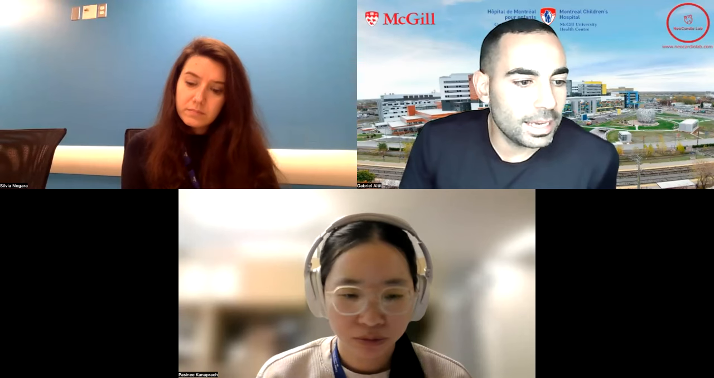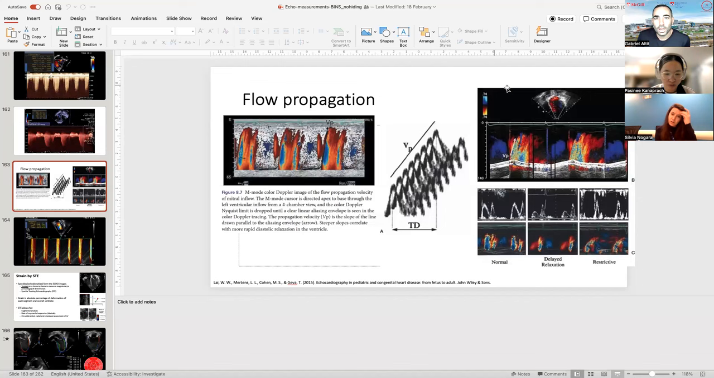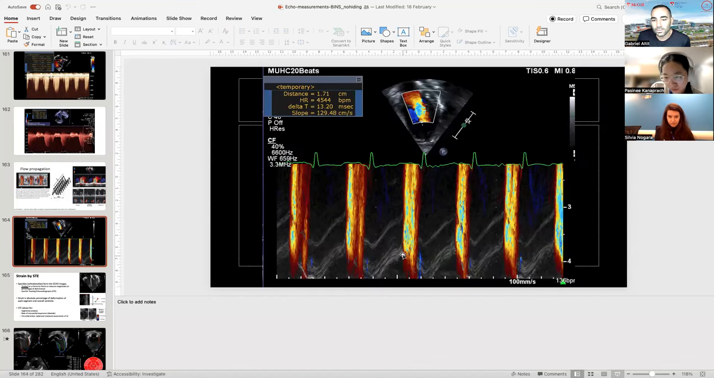The last thing that I had for the apical view is the flow propagation, the velocity flow propagation. It's a marker that's been described mostly in adult and pediatric literature. I would recommend you go read on it, but I'm not going to dwell on this because it's much less used. If you see my screen, it's basically using color M-mode through the inflow of the mitral valve, and it's using the area of aliasing to measure the duration of this flow propagation.